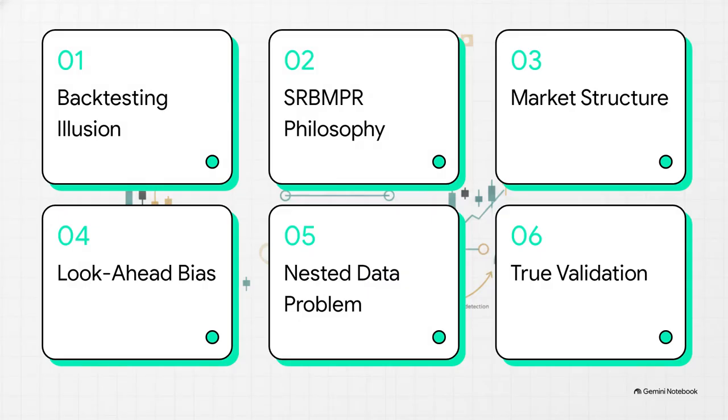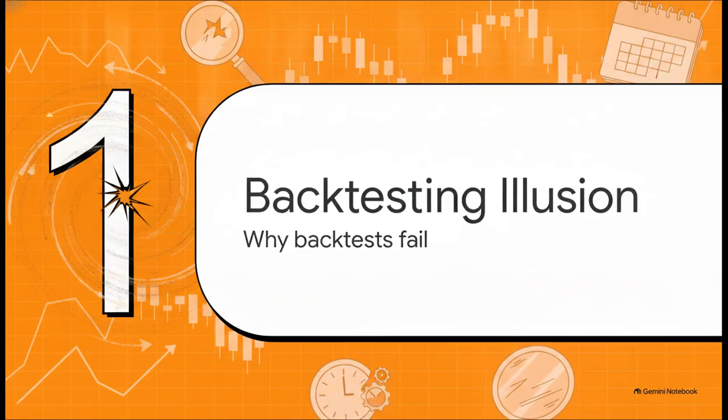We've structured this journey into 6 quick stops. We'll start with the backtesting illusion, move through the SRBMPR philosophy and market structure extraction, tackle look-ahead bias, confront the nested data problem, and finally look at moving toward true validation. Okay, section 1, the backtesting illusion, and why most financial backtests completely fail when they meet reality.